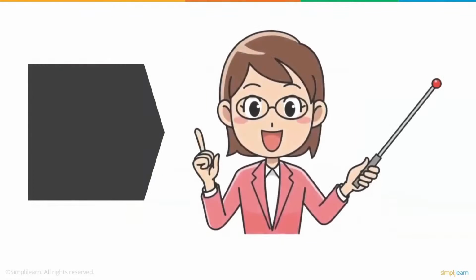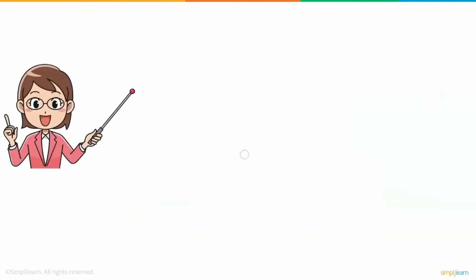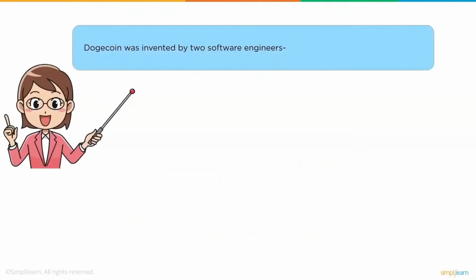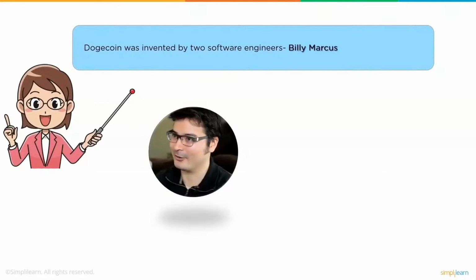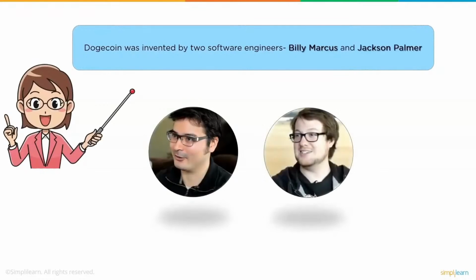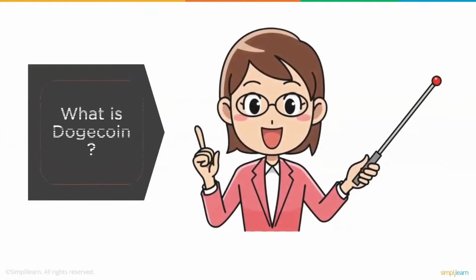Let's start with the origin of Dogecoin. Dogecoin was invented by two software engineers, IBM engineer Billy Marcus and Adobe engineer Jackson Palmer. Did you know that they never even met before combining the two most significant phenomena of the year 2013, Bitcoin and Doge? Well, now let's move ahead and see what is Dogecoin.